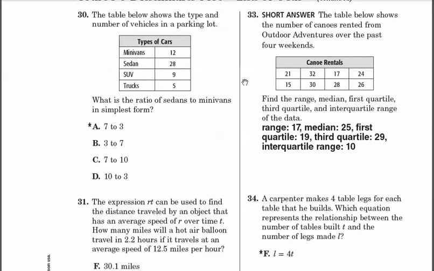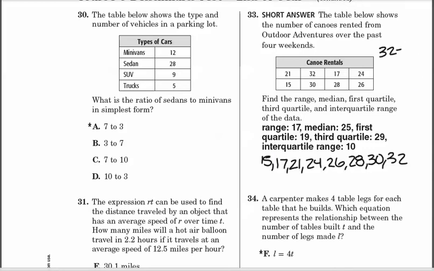All right, so if we're looking at these, the table below shows the number of canoes rented over the past. They want us to find the median and the first quartile. So the first thing I have to do is rearrange the numbers in order. The range is the highest minus the lowest, so 32 minus 15 gives me 17 for the range. The median is the middle number, but there are 2 in this case, so we have to find their average by adding them and dividing by 2. When we do that, we get 25 as the median.